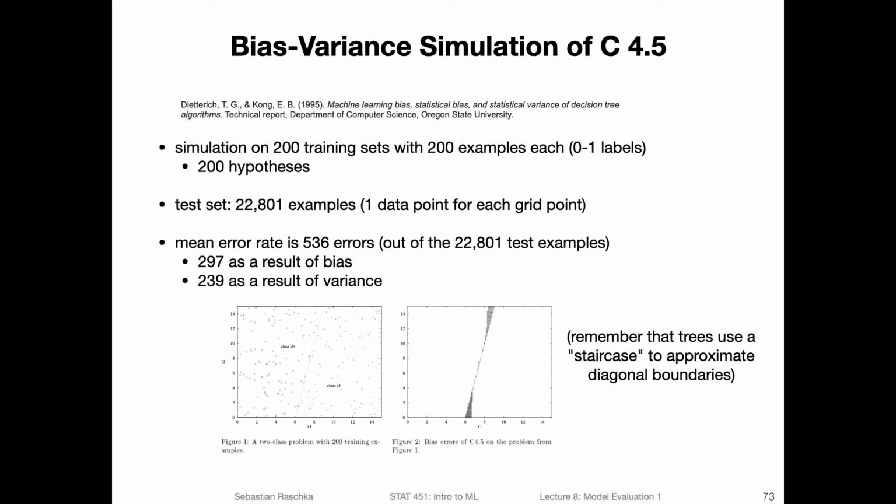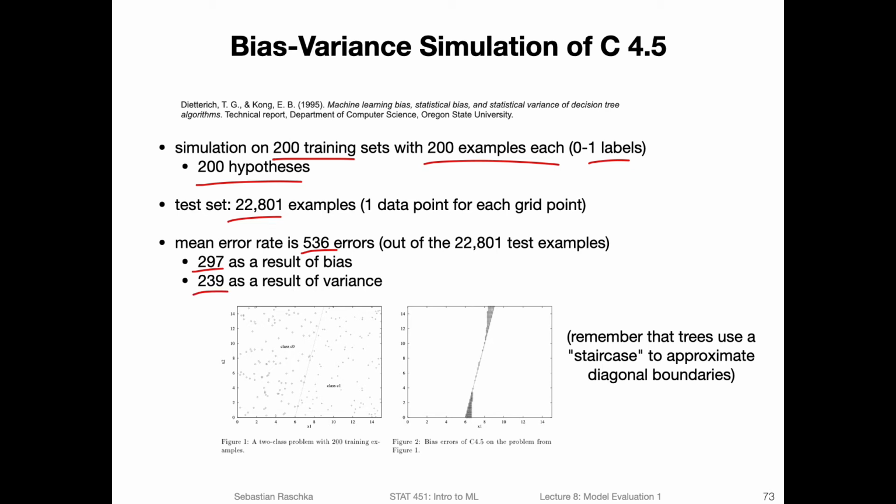But anyways, just to briefly show you an example here. They ran a simulation on 200 training sets with 200 examples each. It was a binary classification dataset. So they generated 200 decision tree models, and then they evaluated them on a test set of size 22,801. They observed that the mean error rate was 536. 297 of these errors were the result of bias and 239 were the result of variance.